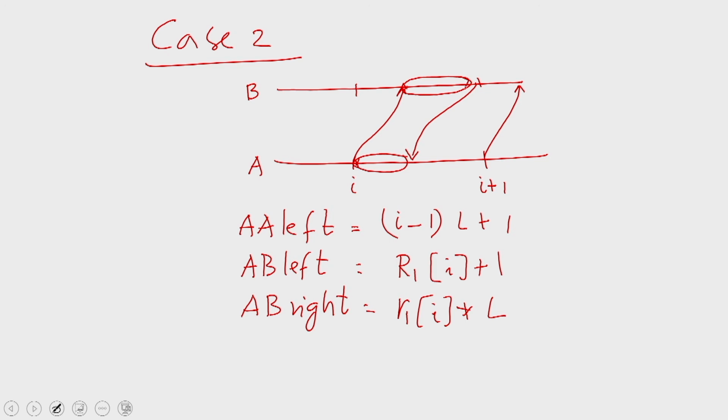AB right is the rightmost element on the B side within the circle part. This is going to be an element just before a leader, but then which leader would that be? We have to consider the number of leaders before the ith leader of A. The ith leader of A has small r1 of I leaders less than or equal to that on the B side. Now we are considering the next leader here, and the reflection of that is going to be the right boundary. So the element immediately before that will be the R1 of I into Lth element. That will be the rank of the rightmost element within the circle part on the B side.